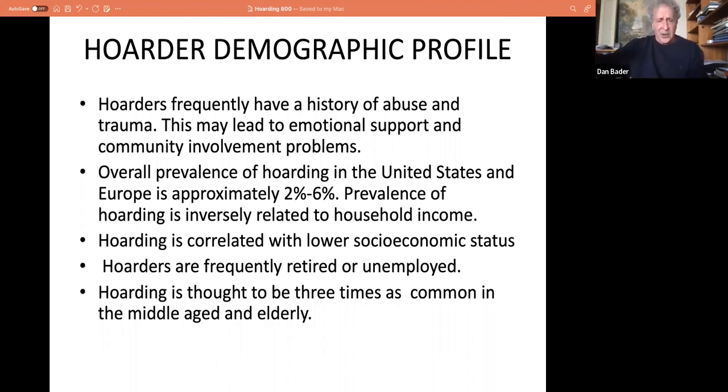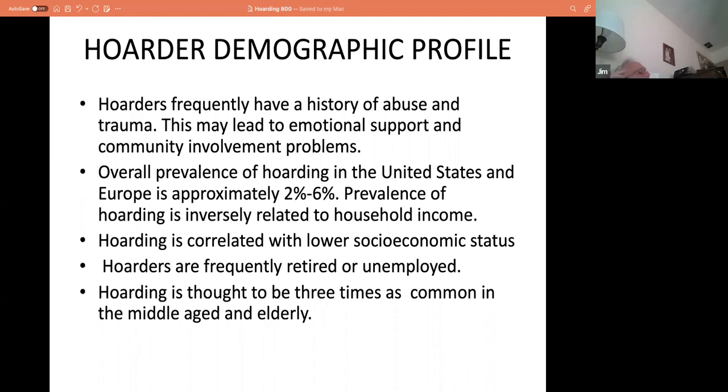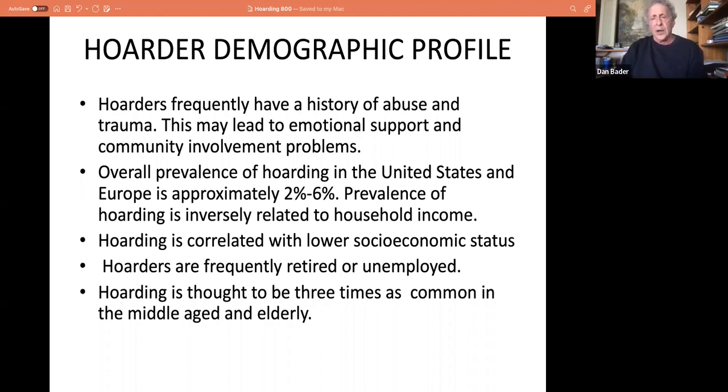And there's a common sense aspect to that. Hoarding is correlated with lower socioeconomic status. Hoarders are frequently retired or unemployed. Hoarding is thought to be 3 times as common in the middle-aged and elderly.